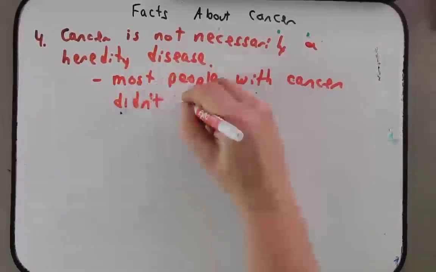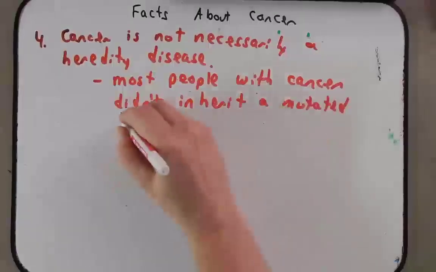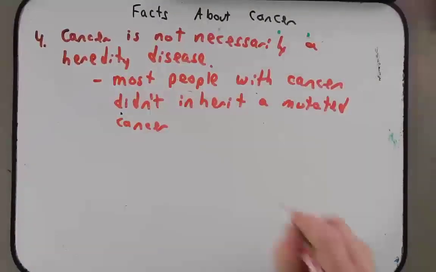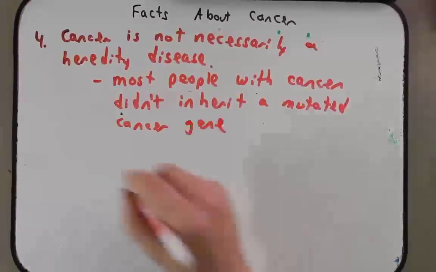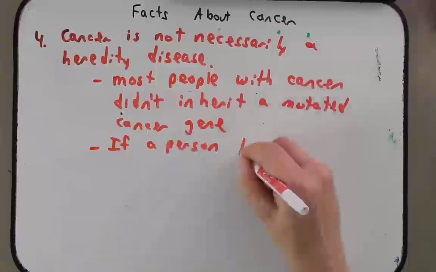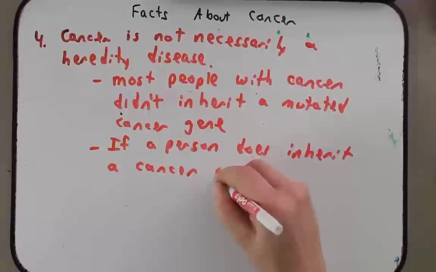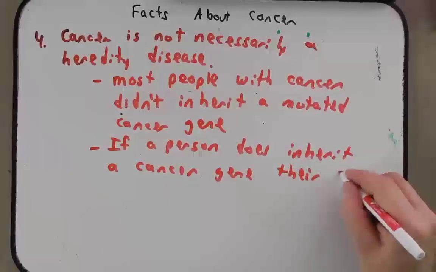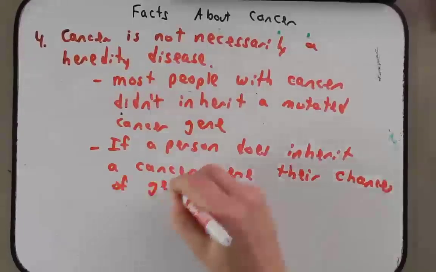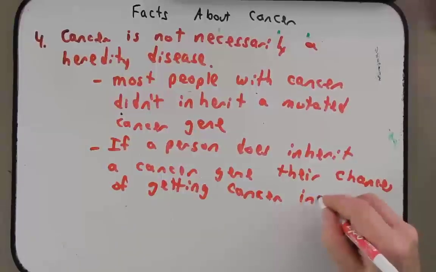didn't inherit a mutated cancer gene, meaning that their parents didn't necessarily have cancer. However, if a person does inherit a cancer-linked gene, their chances of getting cancer increases greatly.